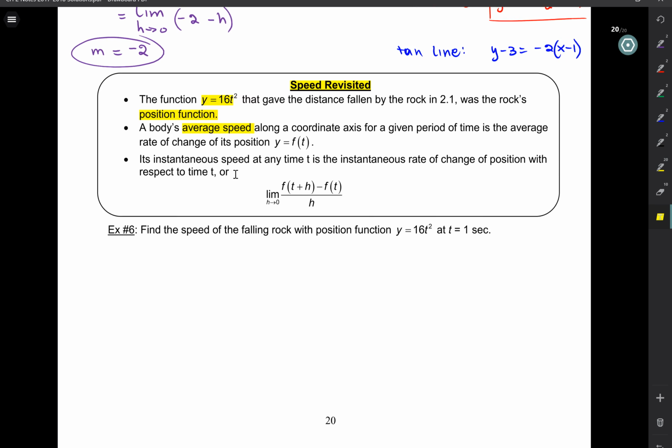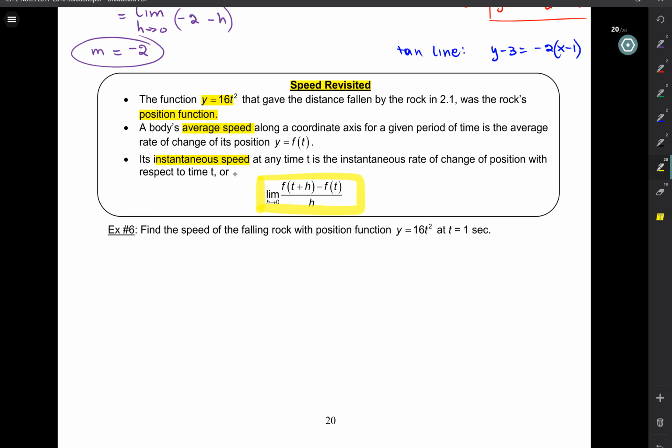Now, that's average speed. We also talked about instantaneous speed. And we said the way you found instantaneous speed is by this formula, where you take f of 2 minus f of 1 over h, but then you have to eventually make h 0. So you look at two different points, but then you bring the points really, really close to each other, and that's your instantaneous speed at that point.